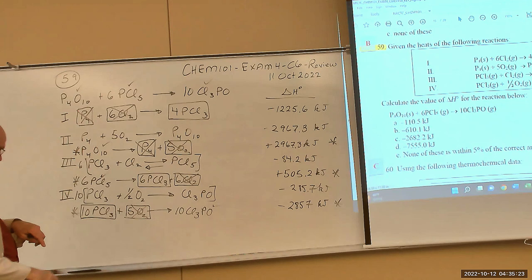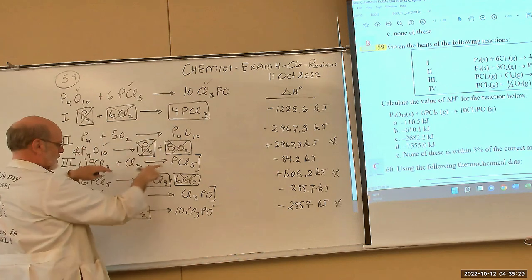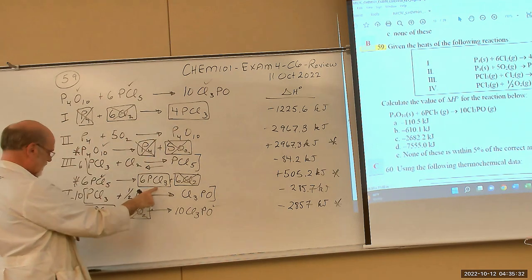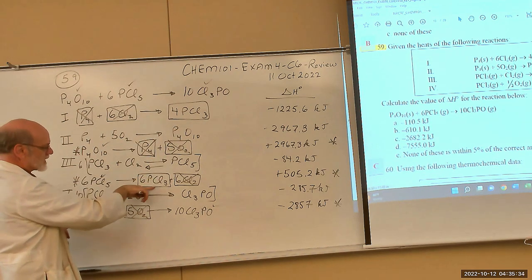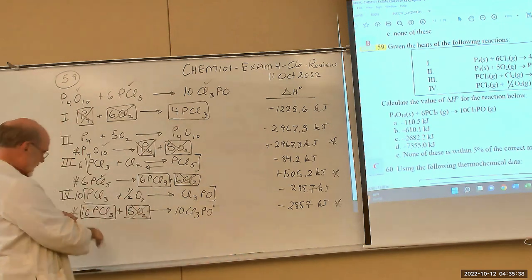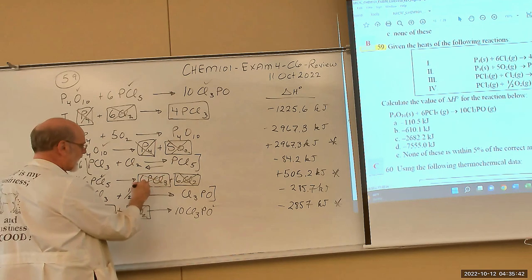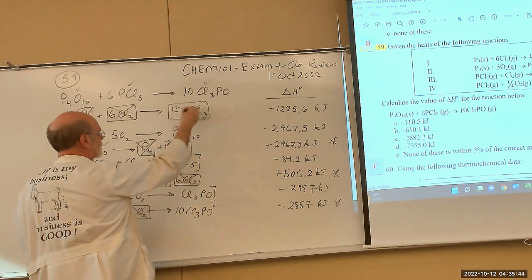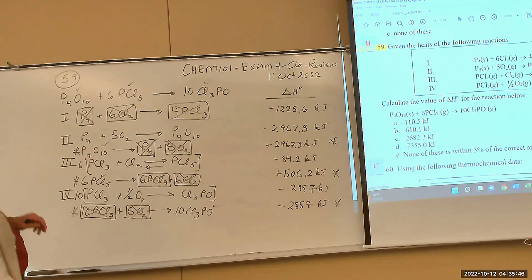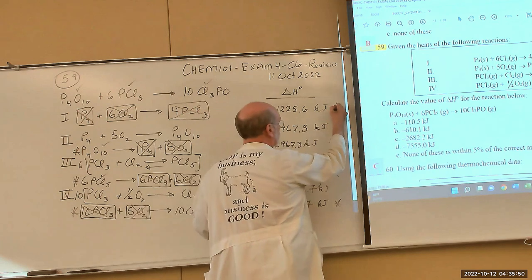Okay, what do we got left? Well, it looks like the only things we have left in the boxes are PCl3. PCl3 on the right is 6 here and 4 there. That's 10 PCl3s. And on the left, 10 PCl3s. So that cancels both of these. Okay, now we can use this one.